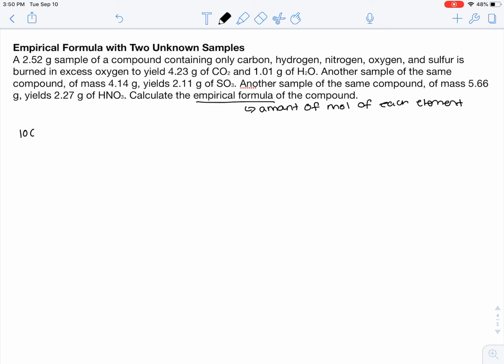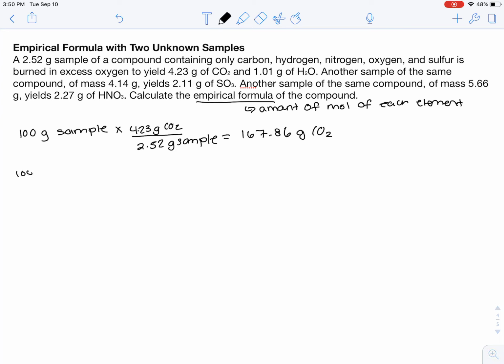So 100 gram sample times 4.23 grams carbon dioxide divided by 2.52 gram sample is equal to 167.86 grams carbon dioxide. The 2.52 gram sample made the 4.23 grams of carbon dioxide, and we're using that ratio for the total 100 grams of the entire compound. Then we follow that process for the other components as well.